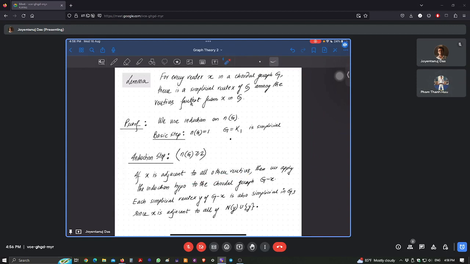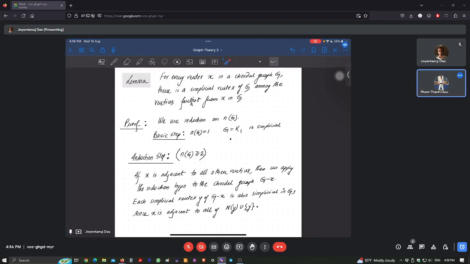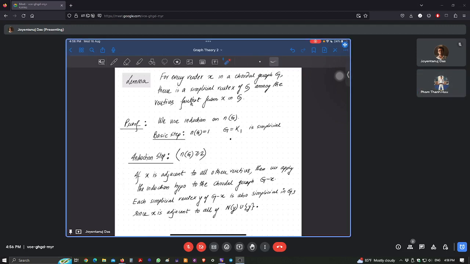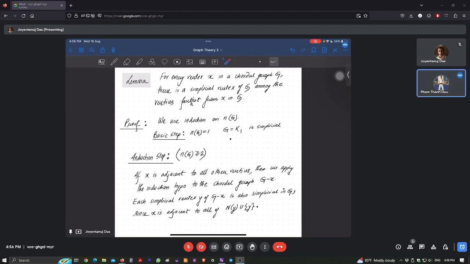So now the other condition remains: what happens if x is not adjacent to every vertex? That will take some time, so maybe we will do it in the next one. Okay, we'll stop here.